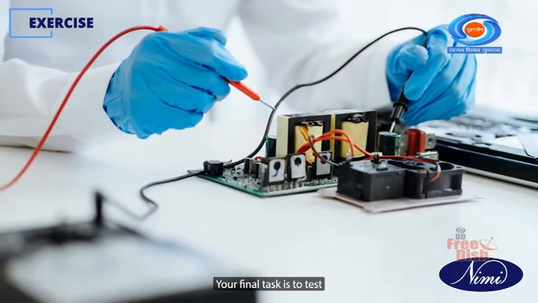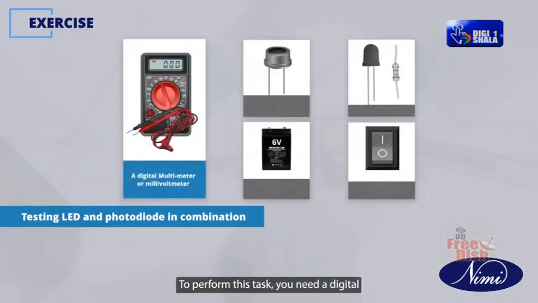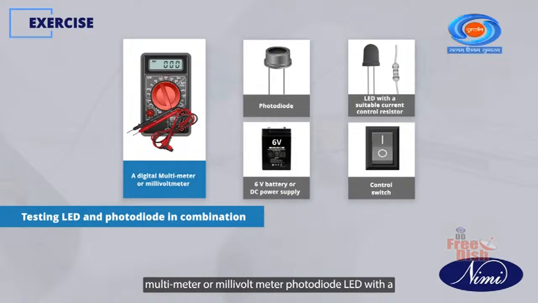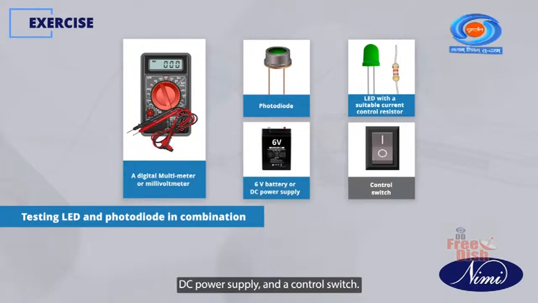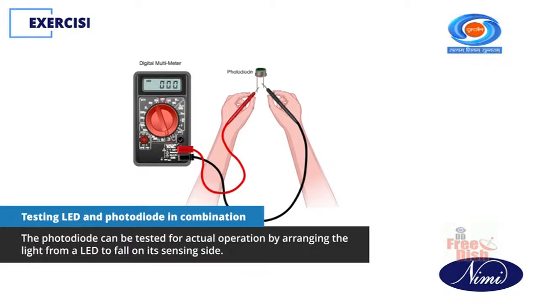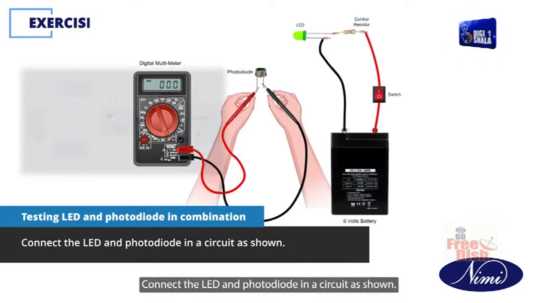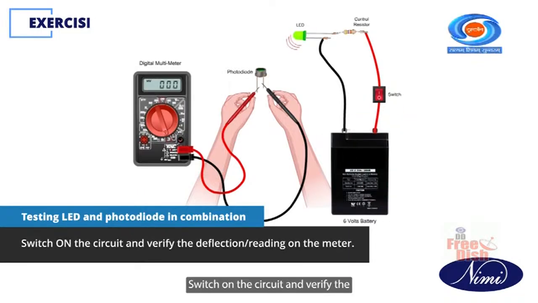Your final task is to test LED and photodiode in combination. To perform this task, you need a digital multimeter or millivoltmeter, photodiode, LED with a suitable current control resistor, 6 volts battery or DC power supply, and a control switch. The photodiode can be tested for actual operation by arranging the light from an LED to fall on its sensing side. Connect the LED and photodiode in a circuit as shown. Switch on the circuit and verify the deflection or reading on the meter.